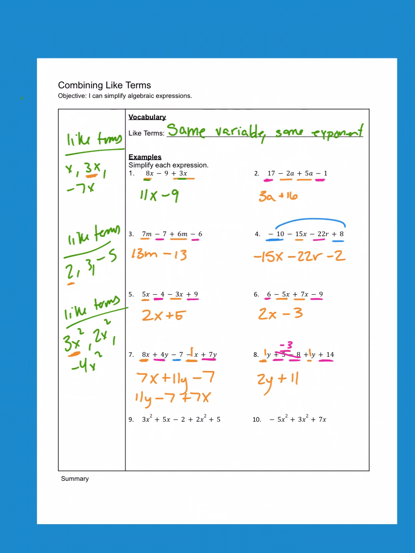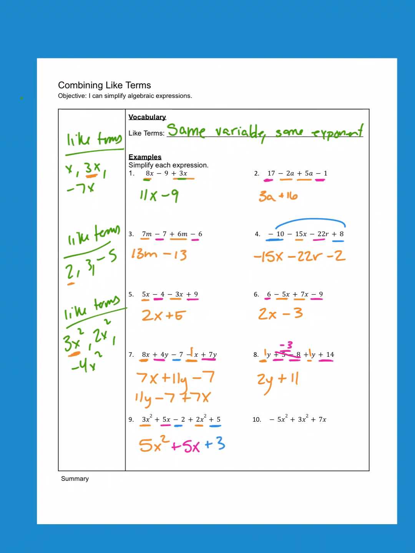Then we start getting into the ones that have both x and x squared. And remember, those are not like terms because they have different exponents. So we have 3x squared and 2x squared makes 5x squared. Then we have a plain 5x. It does not have a like term, so it's going to stay plus 5x. And then I also have a negative 2 and a positive 5. Those are like terms. They can be added. Watch your integer rules. Negative 2 plus 5 is a positive 3.